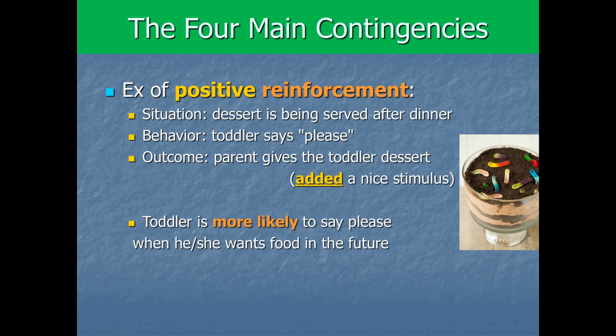The positive part, based on the color coding here, you can kind of see the positive part is just because a stimulus shows up. A stimulus is added when the toddler does the behavior. And the reinforcement part is because it actually made the behavior more likely in the future.